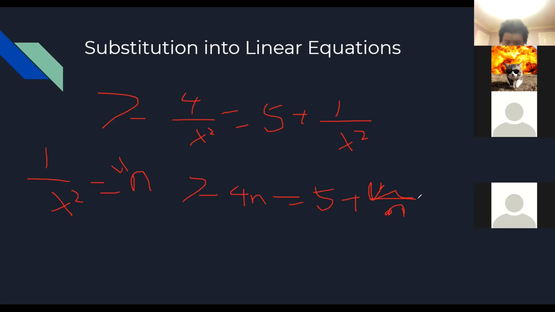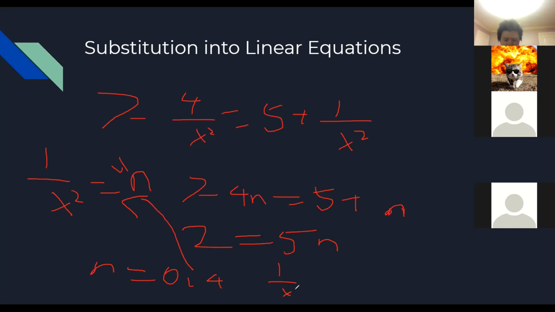Then there's no fraction there. So we do the same thing with the linear equation. So n equals 0.4, and we can take that back into here. 1 over x squared equals 0.4, x equals radical 2.5 after you multiply by x squared, divide by 0.4, and then take the radical of each side.